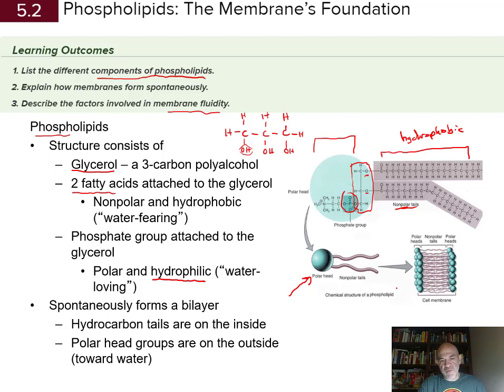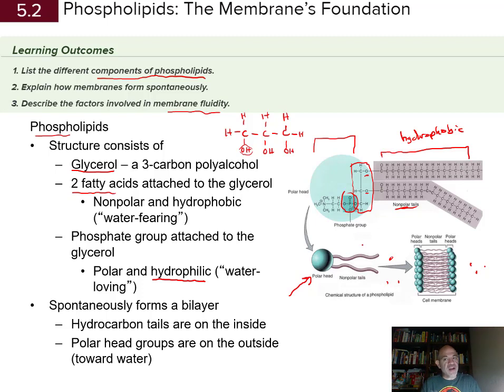So this is a more favorable situation that the tails, since they fear water, they move towards the inside. And anything that's dissolved in the water that's out here is going to be hydrophilic as well, and it would be more favorable to be with the water. This has to do with the stability of the system. And it's more energetically stable if polar is with polar.